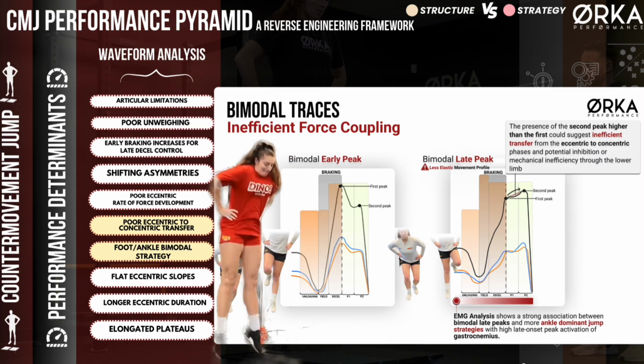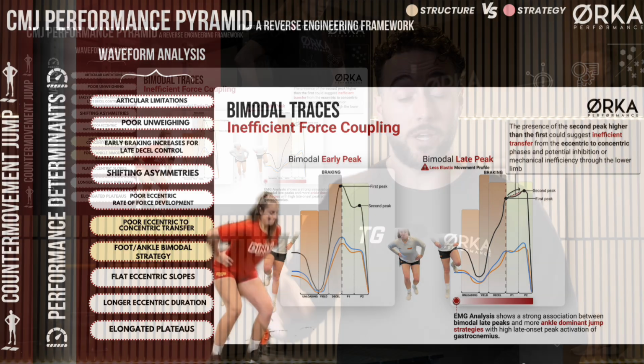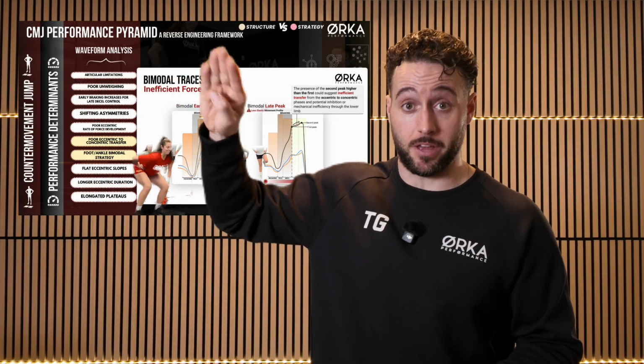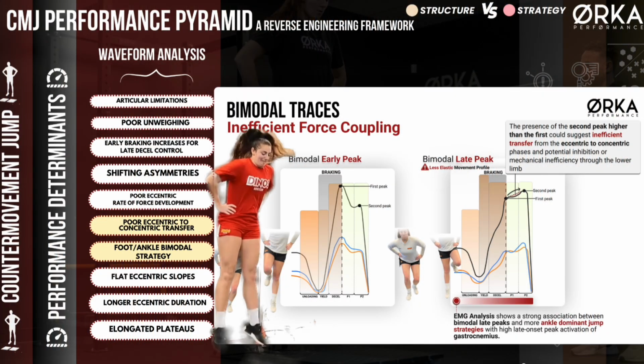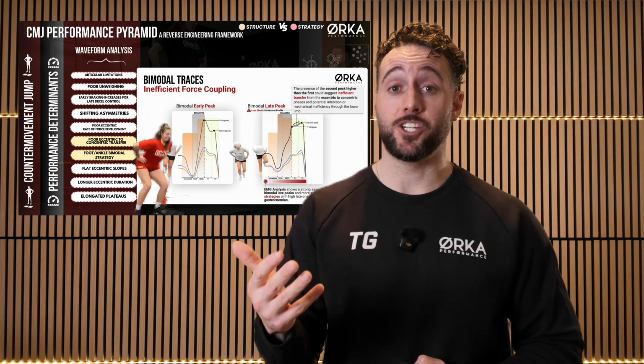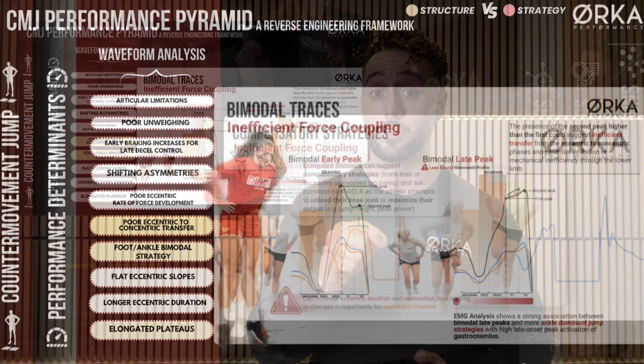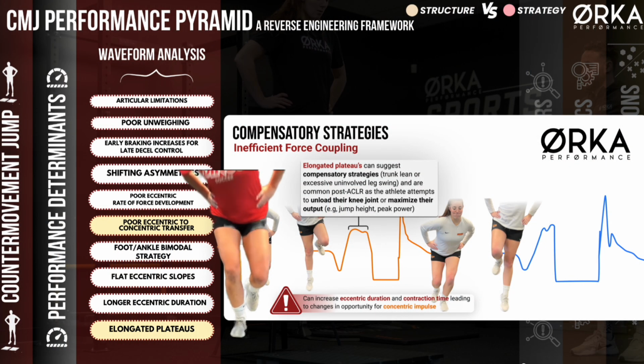limb. And what we end up getting is the EMG analysis shows this strong association between these bimodal late peaks, or that second peak being higher, and a more ankle dominant jump strategy with a high late onset of gastrocnemius. But just because they're using a more ankle dominant strategy does not mean that they're pulling on a more efficient stretch shortening cycle solution. Or we could have these elongated plateaus, where again, it's inefficient eccentric to concentric transfer.